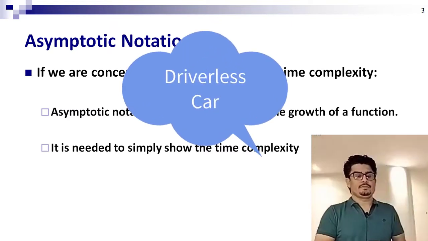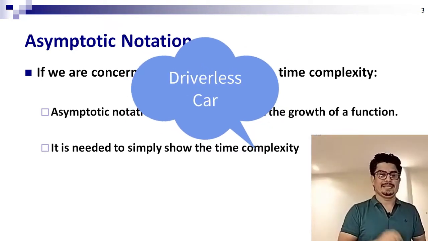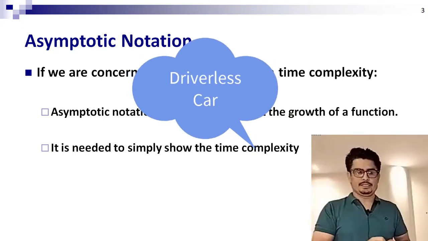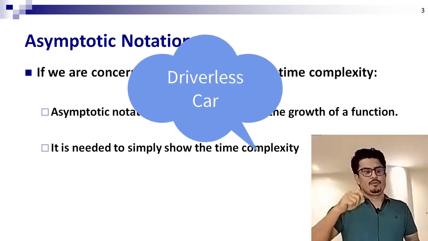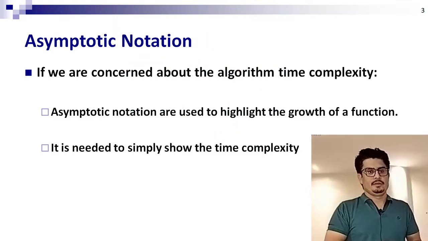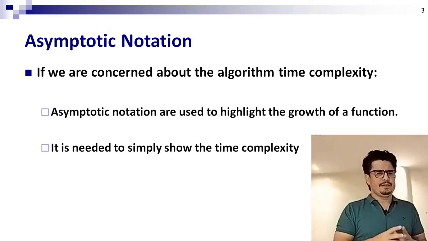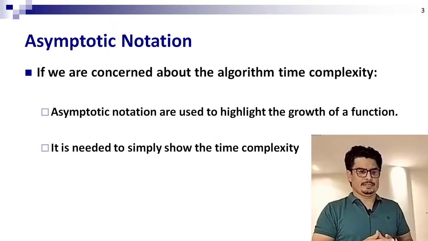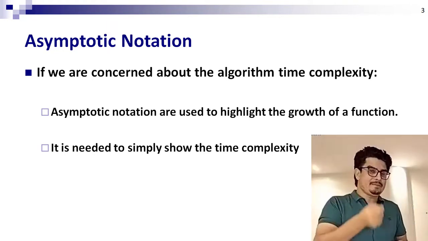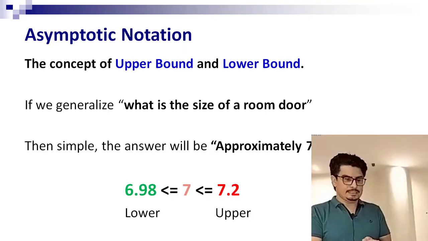So in asymptotic notation, we are discussing three important notations, and those are big O notation, omega notation, and theta notation. Big O is the upper bound, omega is the lower bound, and theta is the average bound. There are a few more, but these three notations are very basic and very important. We represent the time complexity in these three notations.